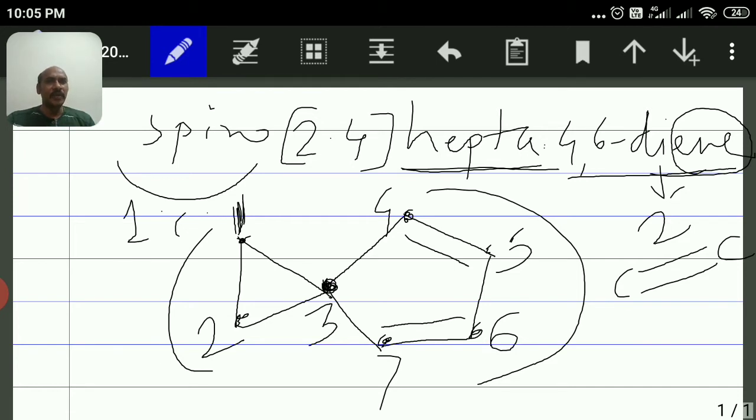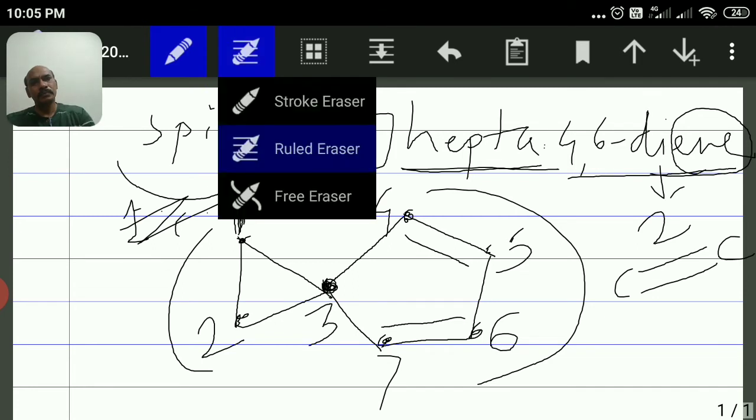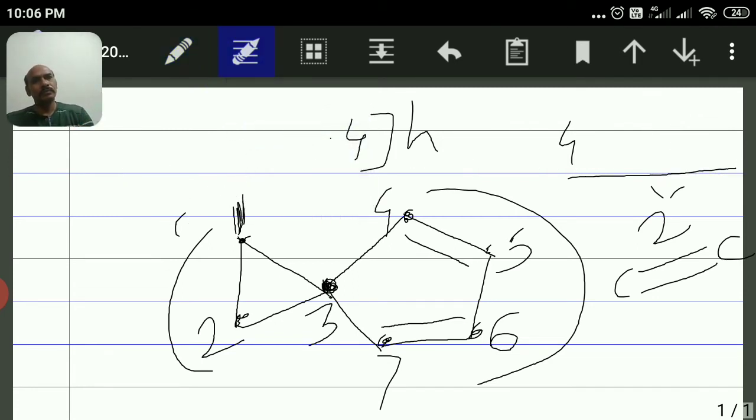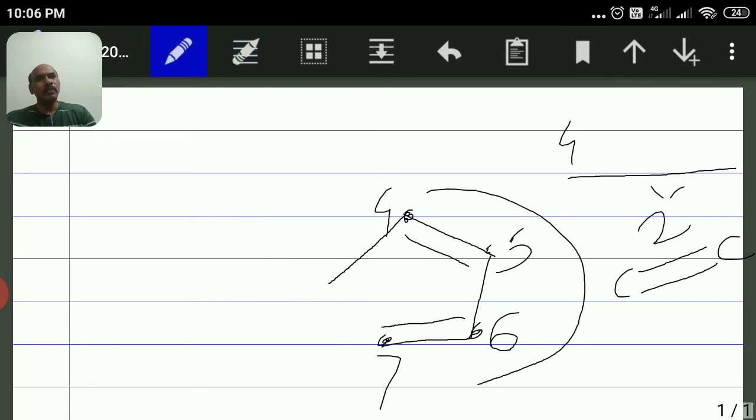So for a spiro compound, remember one carbon is common. You have to draw dots for the carbon atoms first. It is just like drawing rangoli, but keep in mind what rules you have to follow. Okay, we will proceed towards the second example.